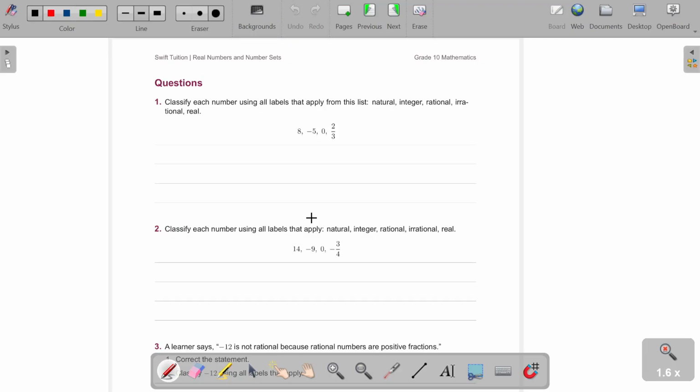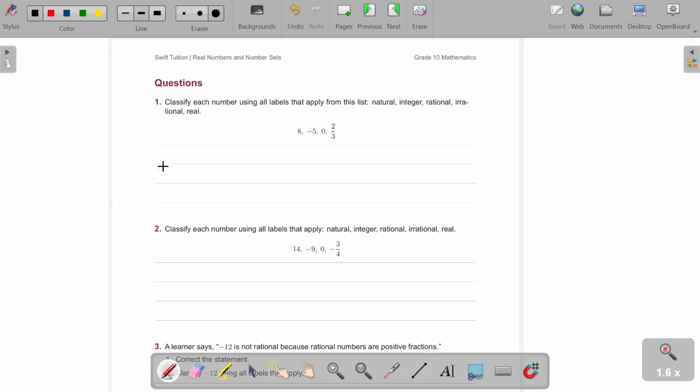So for example, every natural number, as I spoke about earlier on, is also an integer, and every integer is rational, and every rational number is going to be a real number as well, right? So that's the first thing to obviously ask yourself. So how can I classify the following then?